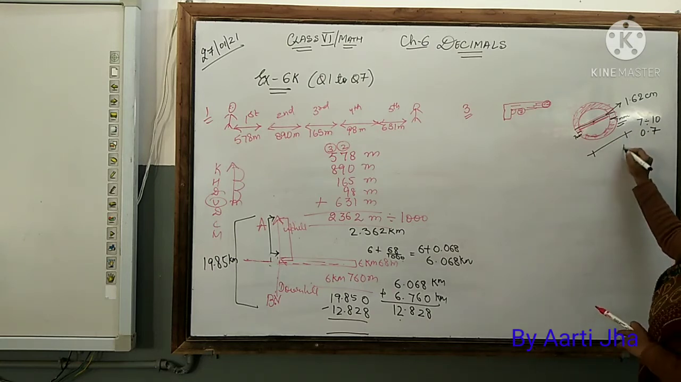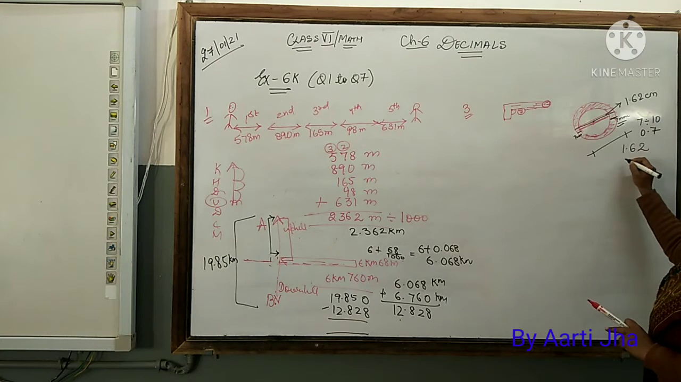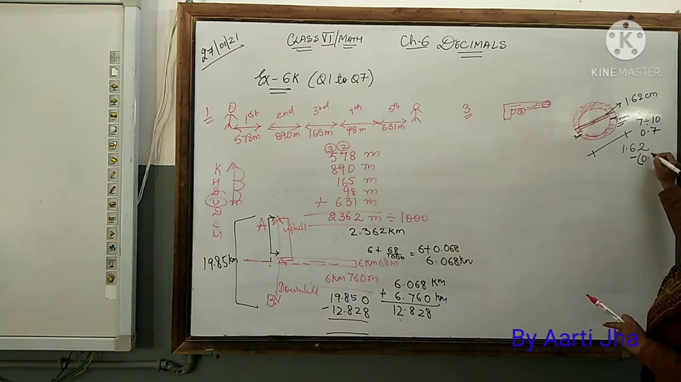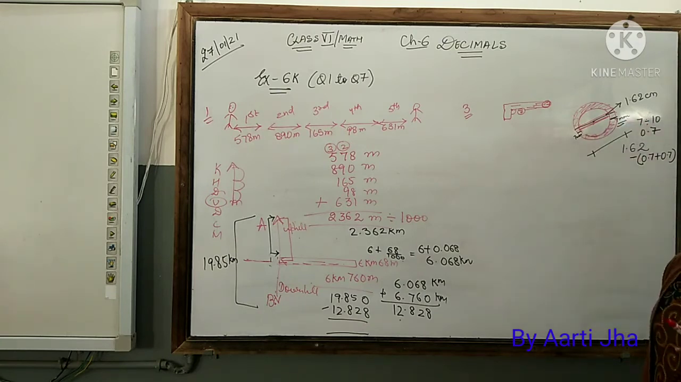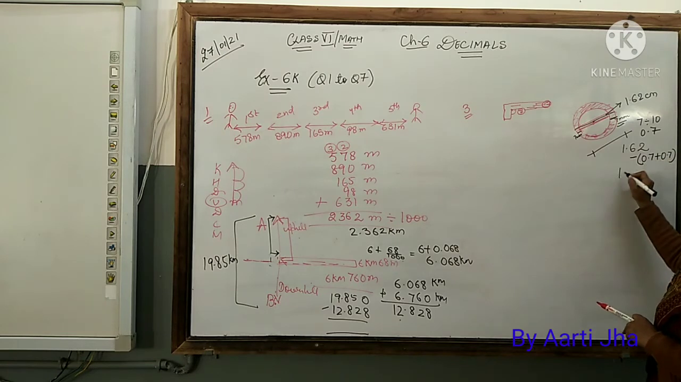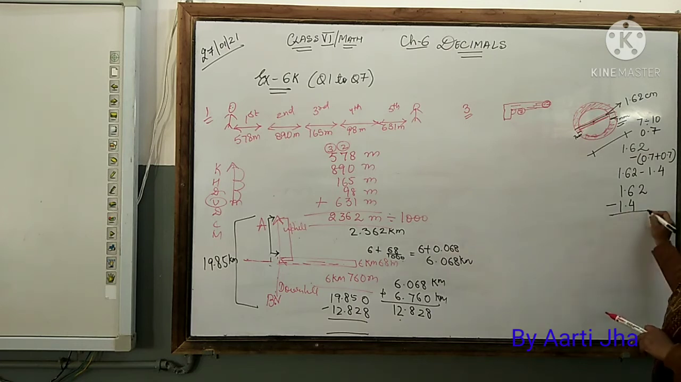So 1.62 is the outside diameter, and from this I will subtract 0.7 plus 0.7. Why? Because this is 0.7 and this is 0.7. Adding them gives 1.4. Now 1.62 minus 1.4 gives, here you have 2, because 2 minus 0 is 2, 6 minus 4 is 2, decimal point as it is, 1 minus 1 is 0.